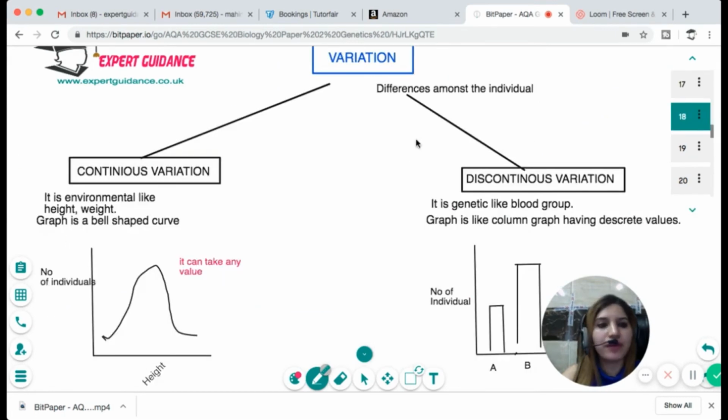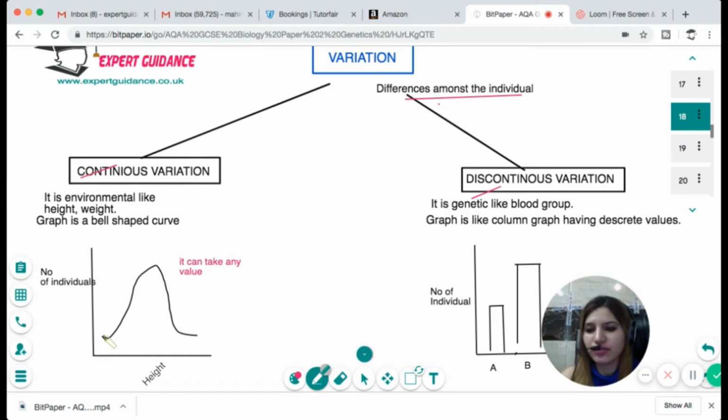Now, a very important concept, variation. Variation is the difference amongst individuals. You can see in your class that there are some students who are tall, some students who are short, some students who are fat, some who are thin, some who are skinny. So the variations can be of two types, continuous and discontinuous. Continuous is mostly environmentally triggered, like height and weight.